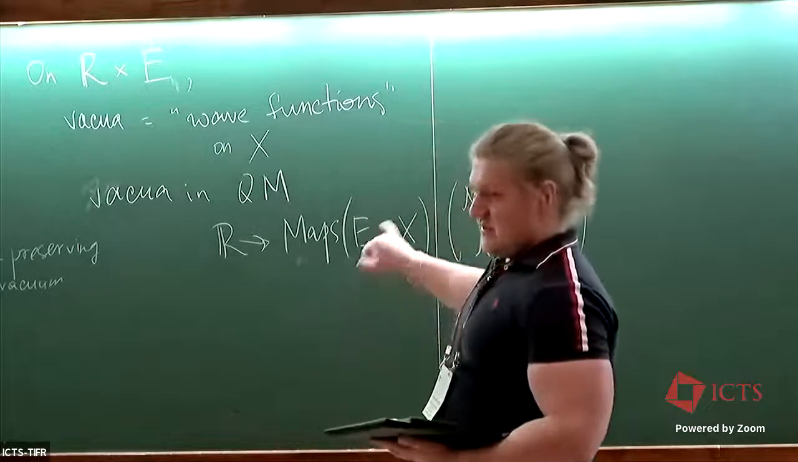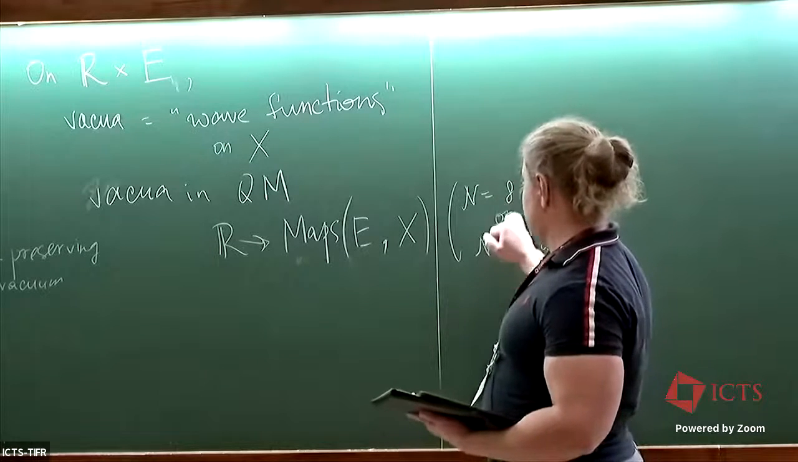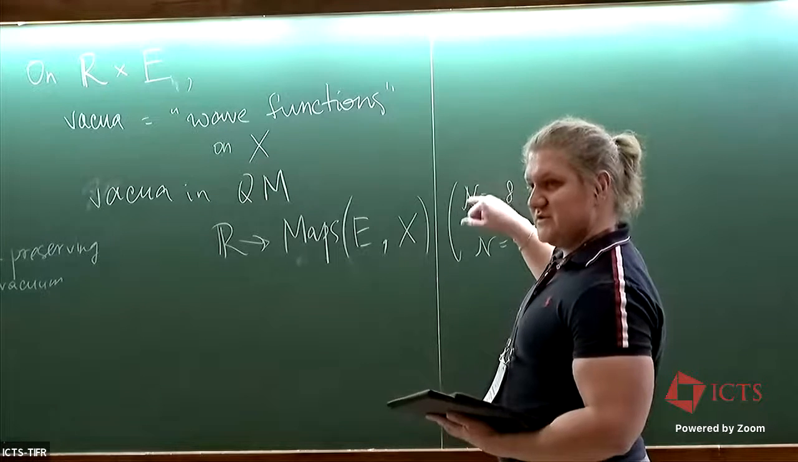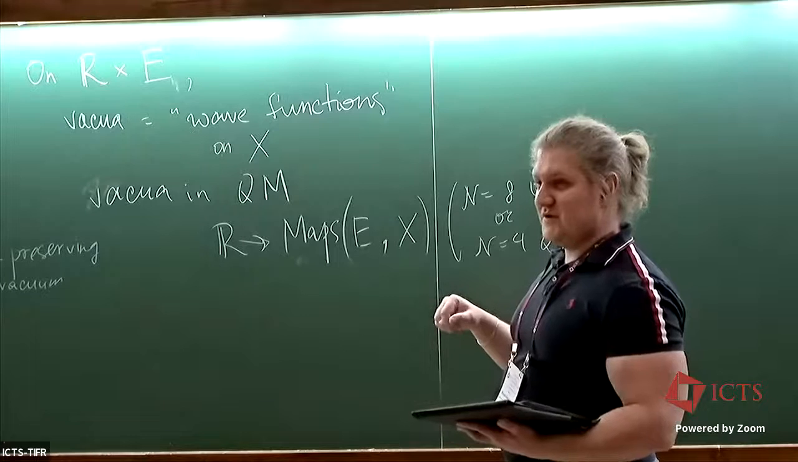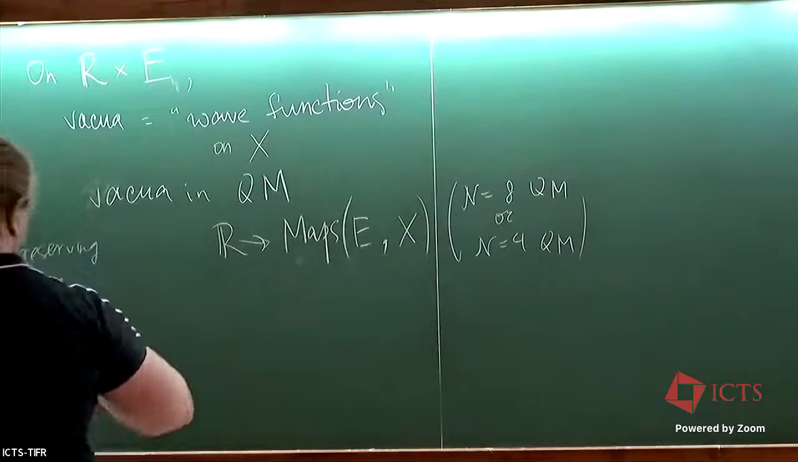Okay, maybe the notation is a bit confusing. When I say quantum mechanics, then N equals something, this is literally the number of supercharges. Whereas in 3 dimensions, you should multiply this N by 2 to get the actual number of supercharges.